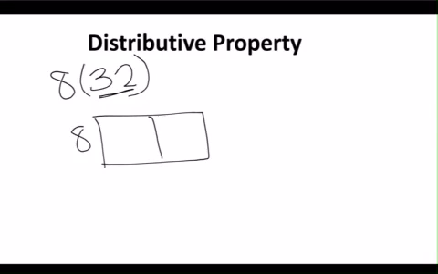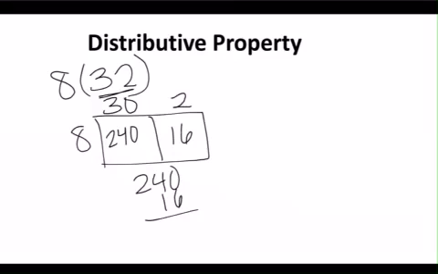Let's take the problem 8 times 32 and use a generic rectangle to help us multiply. How can we break up the 32? Well, we can break it up into tens and ones. So if we draw out our rectangle, we know 8 is going to go here. We have 3 tens, so we'll put a 30 here. We have 2 ones, so we'll put the 2 here. 8 times 30 is 240. 8 times 2 is 16. We add the inside, 240 plus 16, 256. Our answer would be 256.